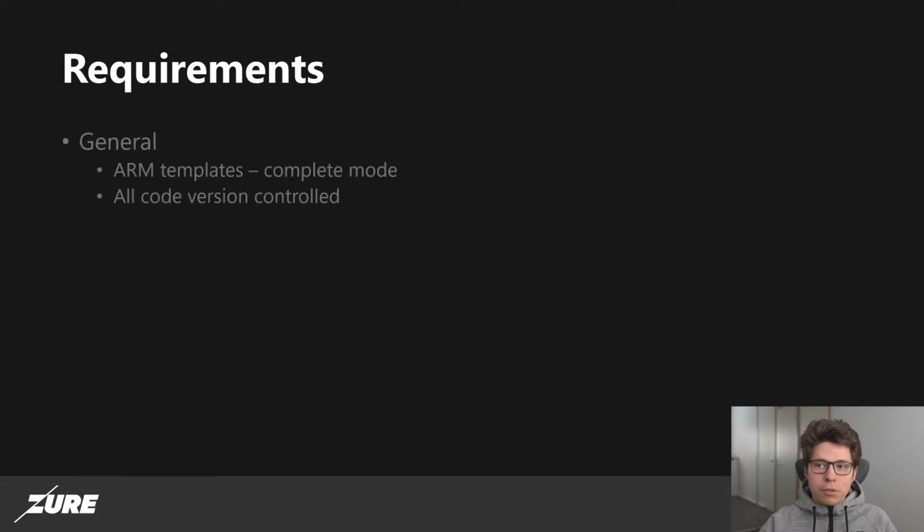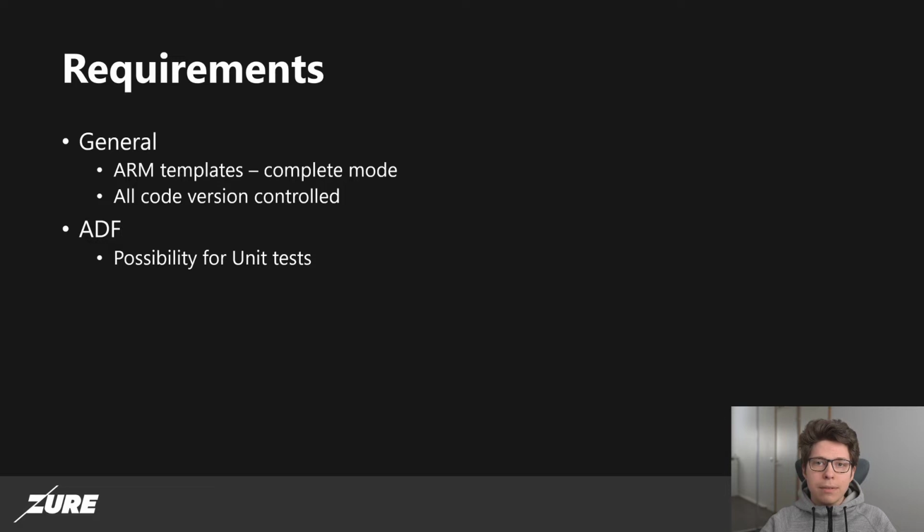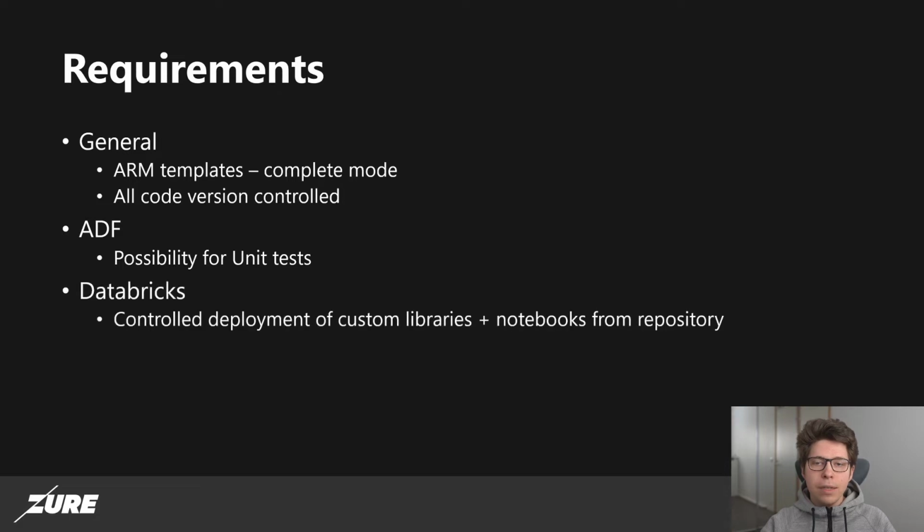Our requirements for this solution were that we want to do everything in ARM templates with complete mode, which means that anything that is not in ARM templates gets deleted from the resource group. This way we have complete control of the environment with the ARM templates. All of our code also needed to be version controlled. And with Data Factory, we wanted to do unit testing, or at least have the capability to do those unit tests. And with Databricks, we have a custom library that we are using, and we have, of course, notebooks in our repository that need to be deployed to Databricks.